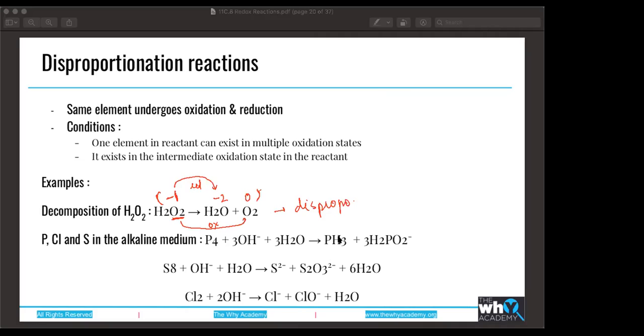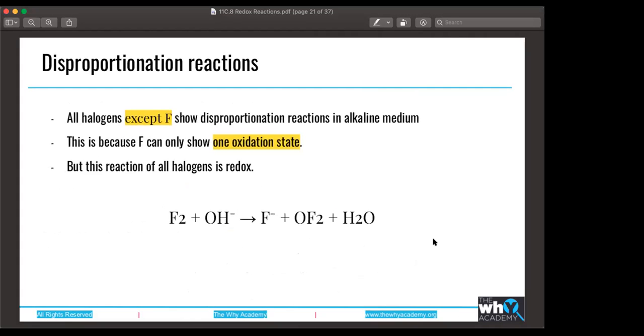Phosphorus undergoing disproportionation in alkaline medium, sulfur undergoing disproportionation, and chlorine undergoing disproportionation. These are all reactions that you will come across when you're studying phosphorus, sulfur, and chlorine again. These are reactions with a strong base like NaOH solution. As I mentioned, all halogens except for fluorine show disproportionation reaction because fluorine can only show -1.